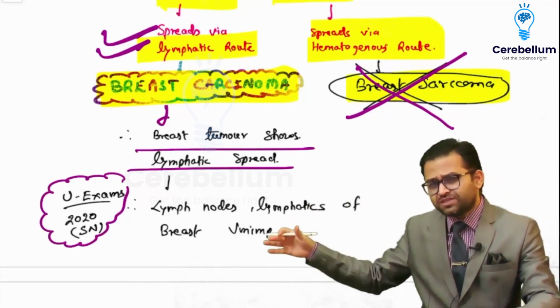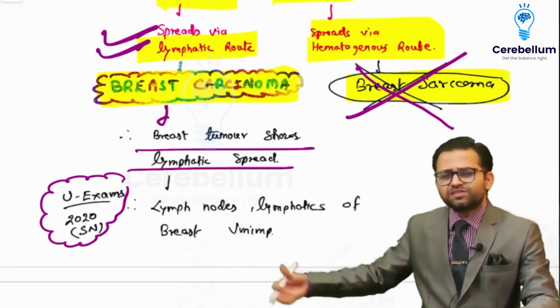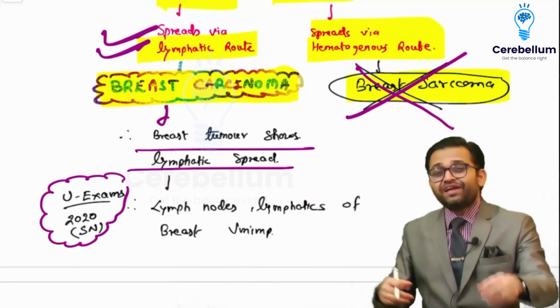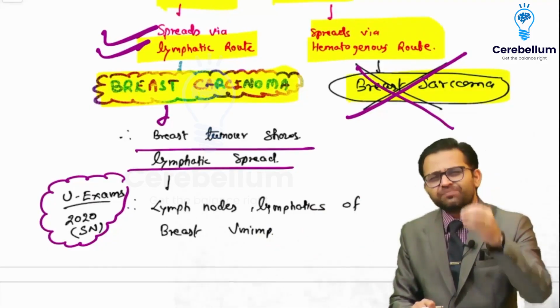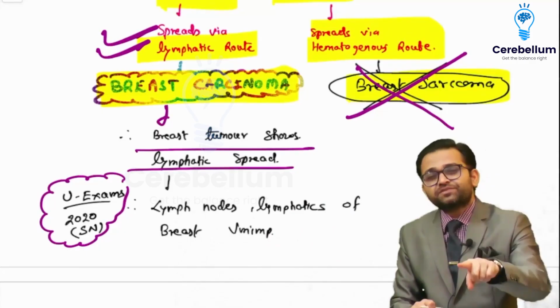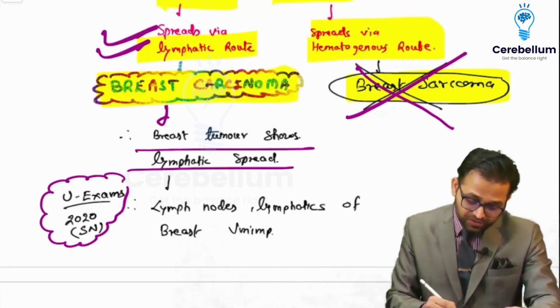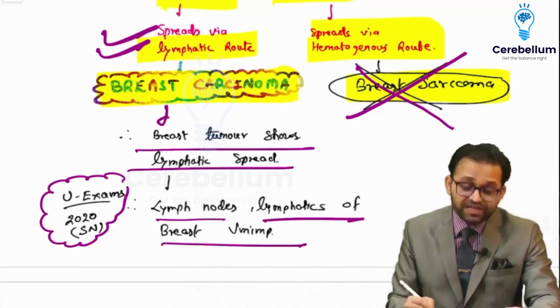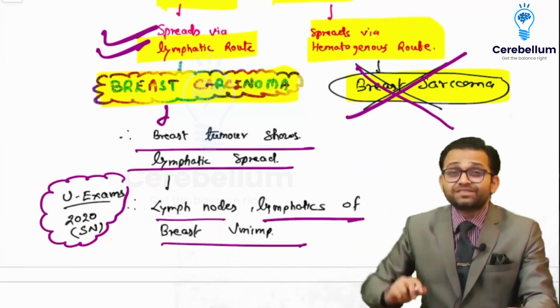In the university exam, in alternate years you will see a breast lymphatic drainage question, and in your part completion test, in your sessional exam, you will always see one question from the breast or its lymphatic drainage. So remember, the lymph nodes and lymphatics of the breast are very important because of breast carcinoma.